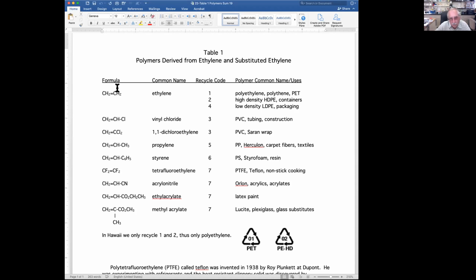So notice that if I replace one of the hydrogens with a chlorine, I now get vinyl chloride. The word vinyl comes from, if you have anything sticking onto a carbon that's involved in the double bond, that's called the vinyl position. So these are vinyl hydrogens. These are vinyl hydrogens. This is a vinyl chloride. Okay. So PVC, tubing, construction stuff. Here's 1,2-dichloroethylene.